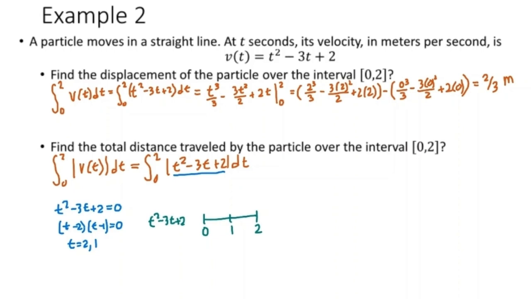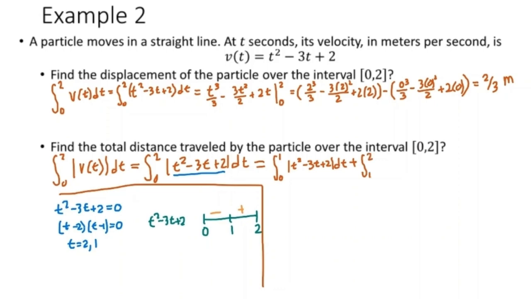If we pick a value between 0 and 1, like 0.5, and plug it into our t squared minus 3t plus 2, we get a negative value. But if we pick a value between 1 and 2, and plug it into our t squared minus 3t plus 2, we get something positive. So what this tells us is our t squared minus 3t plus 2 is negative on the interval 0 to 1, but positive on the interval 1 to 2. So with this information, we're going to rewrite and separate our integral, where one integral will be from 0 to 1, while the other integral will be from 1 to 2.